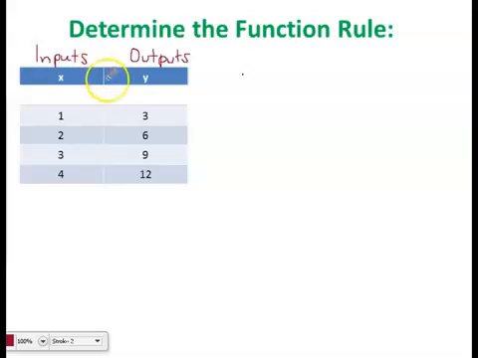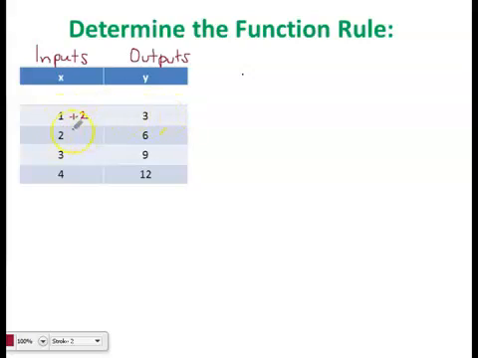So what is happening? Think of it as a function machine. When we plug in 1 into that function machine, what's happening in that machine that spits out the number 3? How do we go from 1 to 3? One possible way to go from 1 to 3 is to add 2. When we add 2 to 1, we get 3.